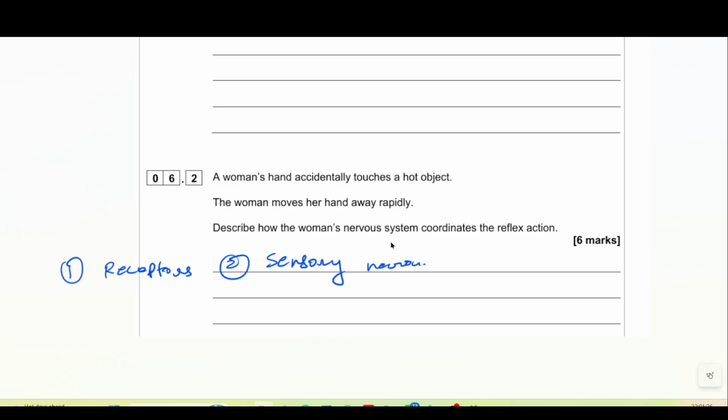The receptor sends signals to the sensory neuron. So the sensory neuron takes the signal from the receptor to the CNS, central nervous system.